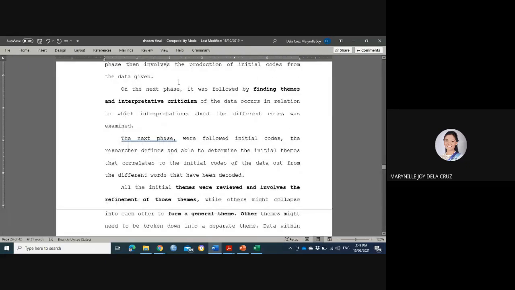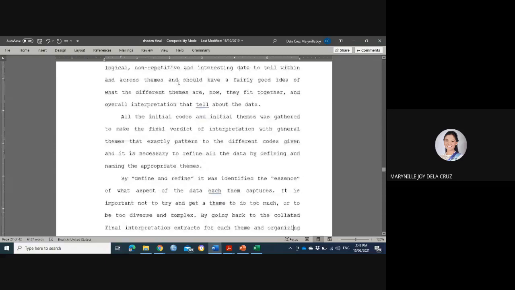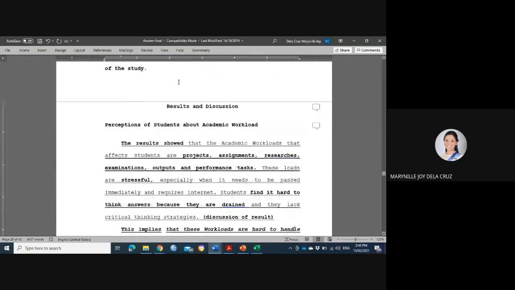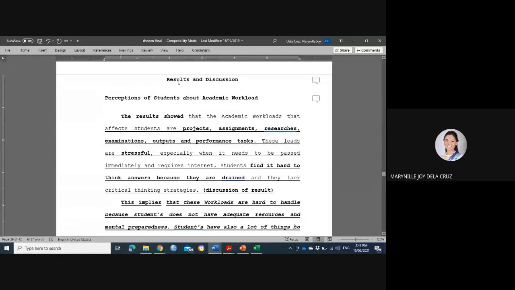You just look for Clarke and Braun and that is thematic analysis. Mahahanap niyo ang steps ni Clarke and Braun, may summarized version siya. You can use it as a summary or part of your methodology. Sabi ni Rodeno, mas maganda kung detalyado sa thesis. Now, here is how you're going to write the result and discussion of your work.